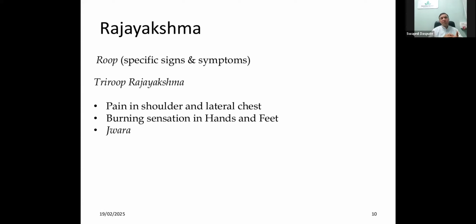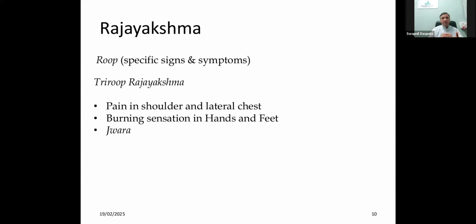So based on the intensity of the disease and the number of signs and symptoms, the severity increases, and the treatment becomes further more difficult. You can imagine that a patient with just three signs and symptoms will be easier to treat. You may have a question: if a patient comes with pain in the shoulder and lateral chest, burning sensation in the hands and feet, and jwara comes to us, should that be treated as Rajayakshma?